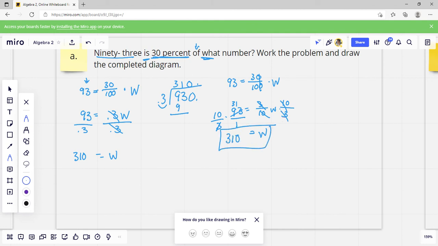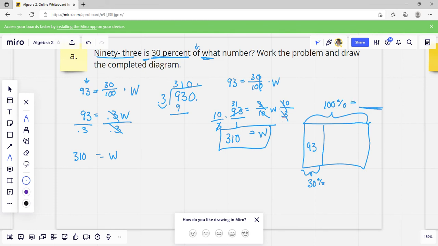There's that. All right, so now I got to draw the diagram. So 93 is 30% of what number? So we've got a number, right, that is 100%. And then we've got a 30%. Right there, and it tells us 93 is 30% of what number? So what we're looking for is, what does 100% equal? And that was 310. Right? If we added like another 60% would be right here.